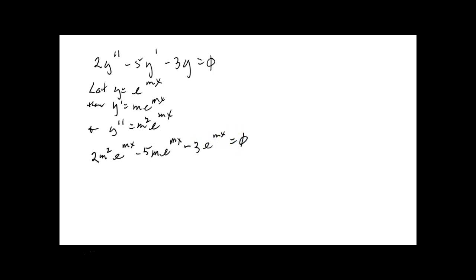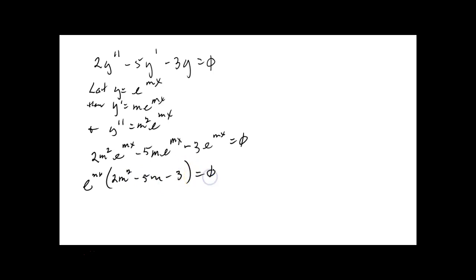Now, what do you notice about that equation? This is an algebraic equation. That was a differential equation. This is algebraic. Every term has e to the mx in it, and the whole thing is equal to 0. So you could factor out the e to the mx, and let's do so. E to the mx, and what is left? 2m squared minus 5m minus 3.